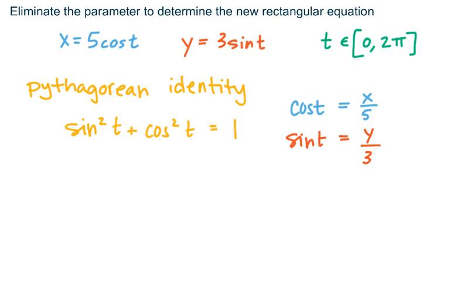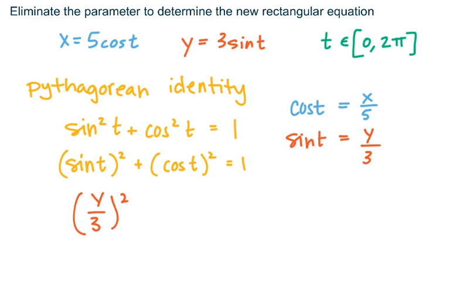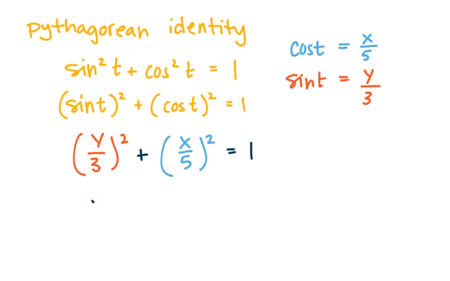So what I'm going to do is think about this Pythagorean identity. This is the same if I write it this way: sine of t squared plus cosine of t squared equals 1. Let me plug each of these in. Sine of t is y over 3, so I have y over 3 quantity squared, plus cosine of t we said is x over 5 quantity squared equals 1. Or rather, what we have here is y squared over 9 plus x squared over 25 equals 1.